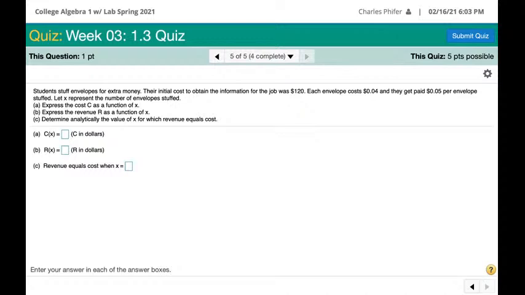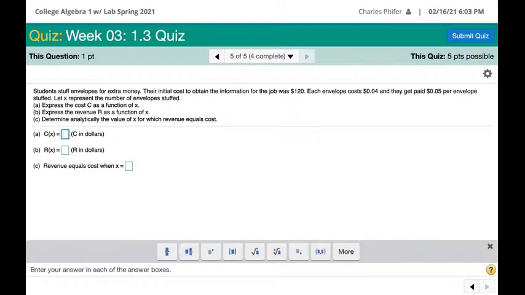So the initial cost to obtain the information for the job was $120. Each envelope costs 4 cents, and they get paid 5 cents? Oh my goodness. So the cost is going to be 0.04 for each envelope, plus the startup cost of $120. The revenue generated was 5 cents for each envelope.